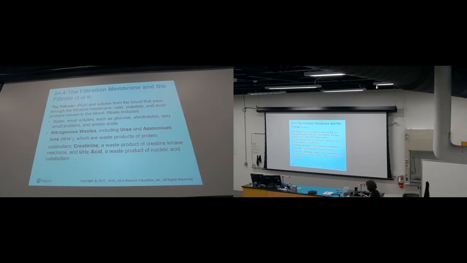including urea and ammonium ions, which are basically waste products of the catabolism of proteins. And it also can include creatinine, which is a waste product from metabolism of muscle cells, and uric acid, which is derived from nucleic acid metabolism.